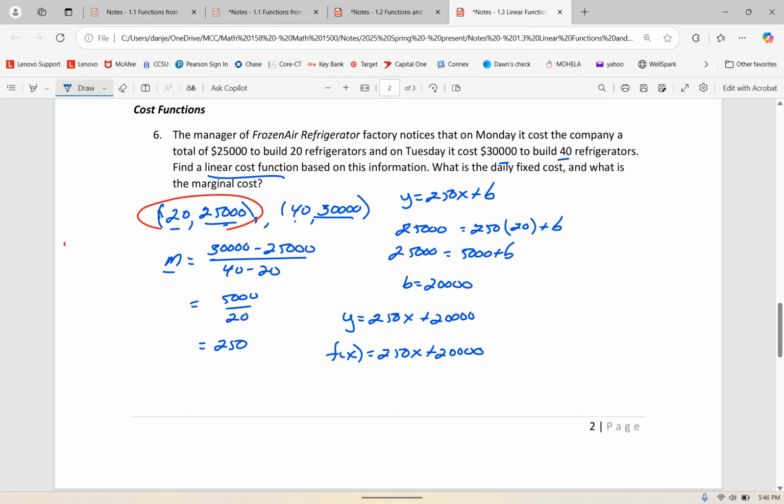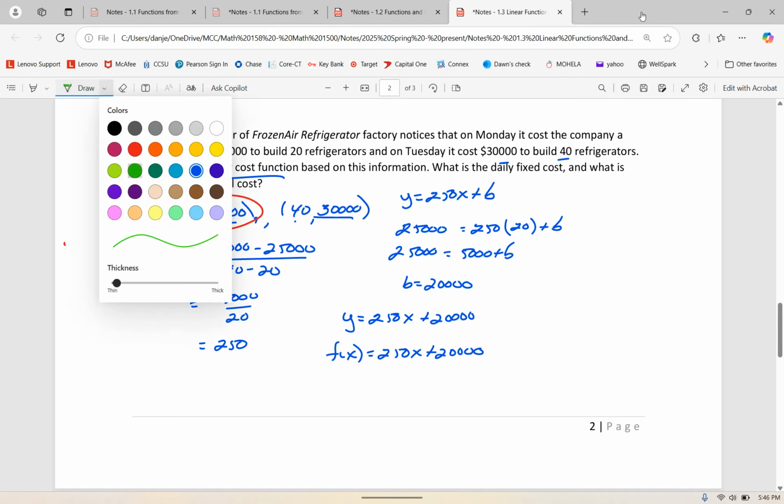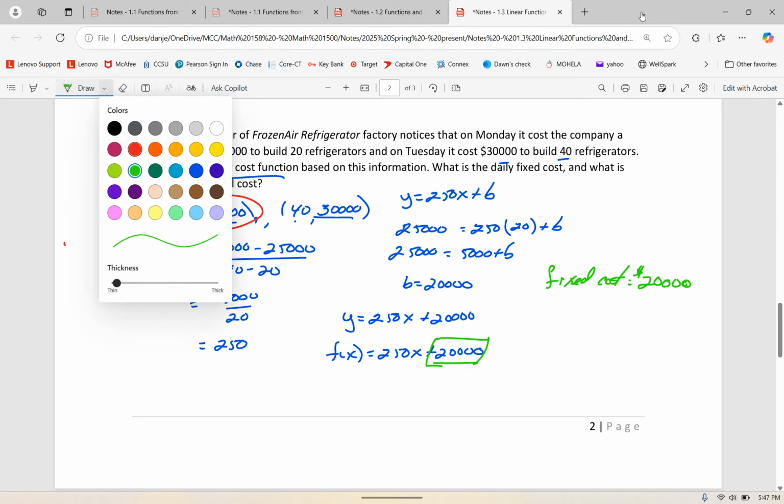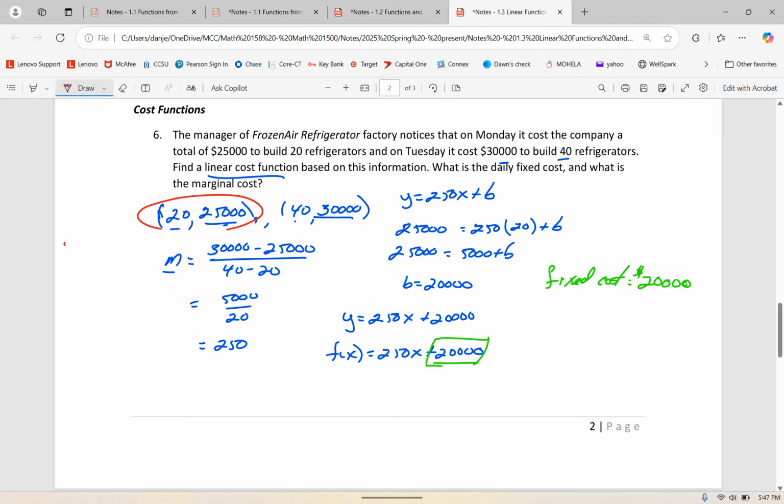Now you'll notice here we want to know what is the fixed cost. The fixed cost is the $20,000. What does that represent? Well, if x is 0, if I make 0 refrigerators, I'm still going to spend $20,000. That's the cost of paying my employees. That's the cost of running the electricity. That's the cost of sweeping the floor and all that stuff. That's my cost of buying my tools, the ability to make refrigerators.